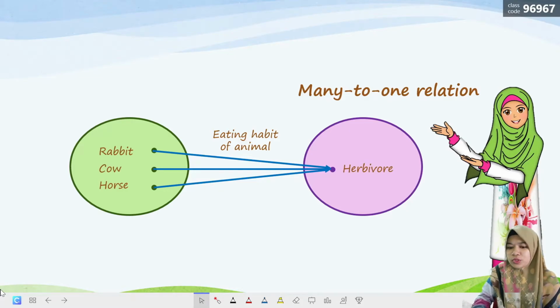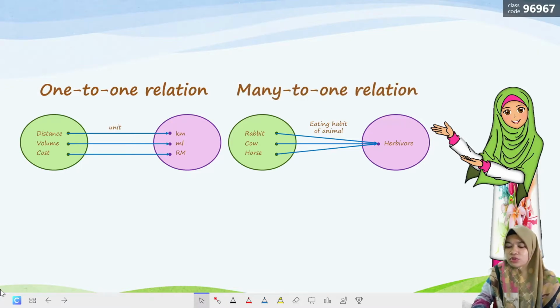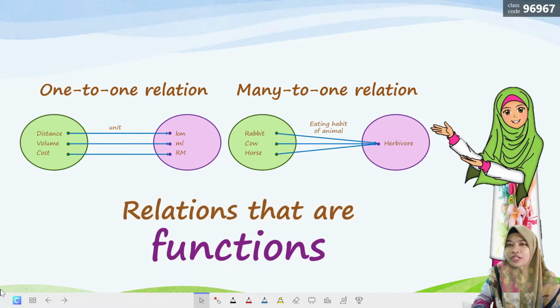Alright, so the conclusion that we can make here is, you have 1 to 1 relation, and also you have many to one relation. 1 to 1 relation and many to one relation are known as functions. Okay, ini yang dinamakan function. Kalau relation itu 1 to 1 and many to 1.